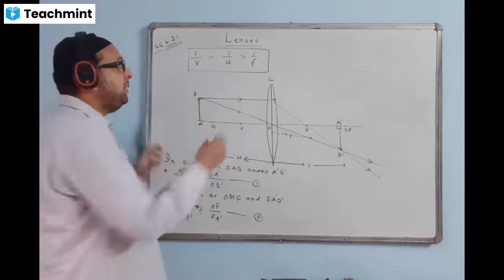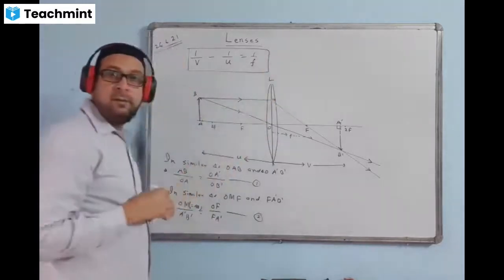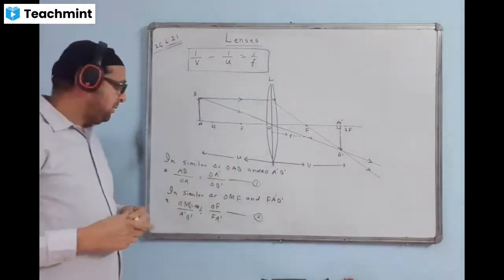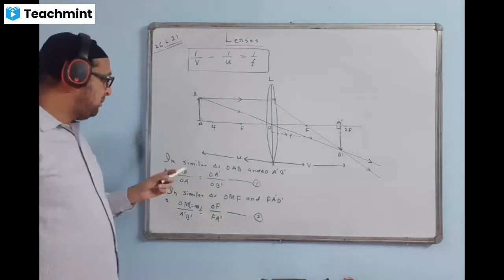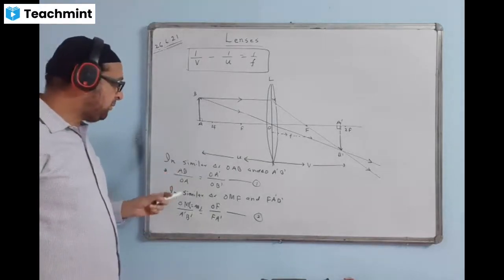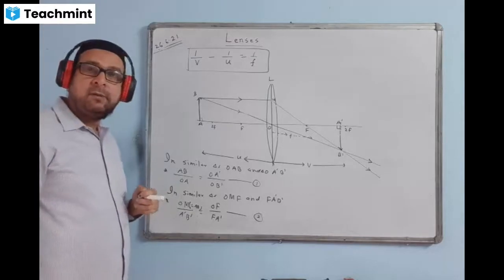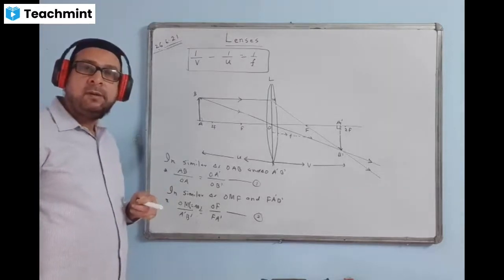Excuse me, sir. Please explain again. How did you get the similar triangles and so on? First equation or second equation, or both? Both.